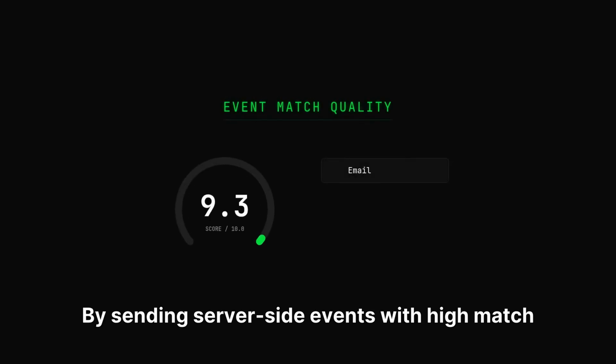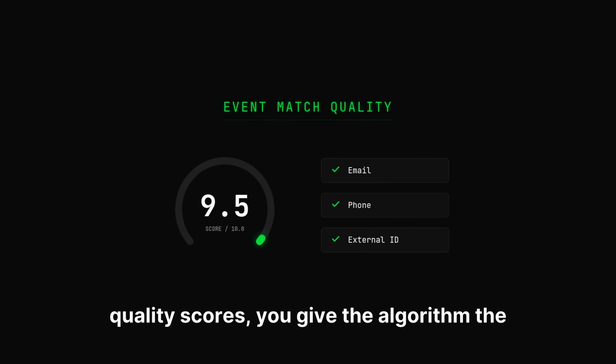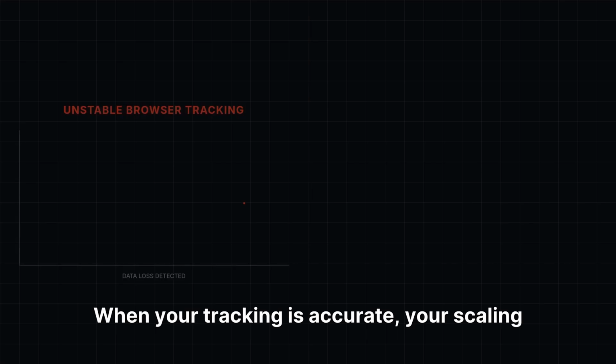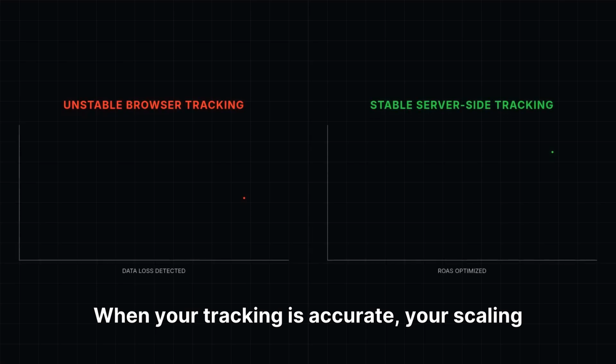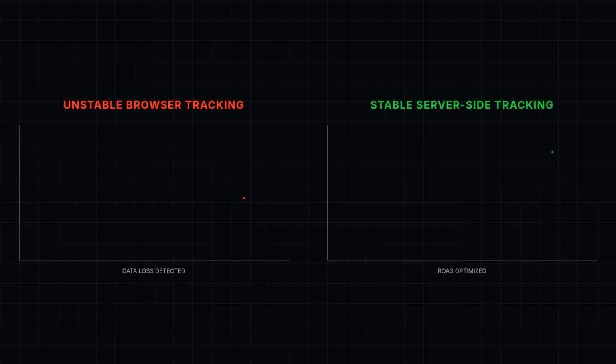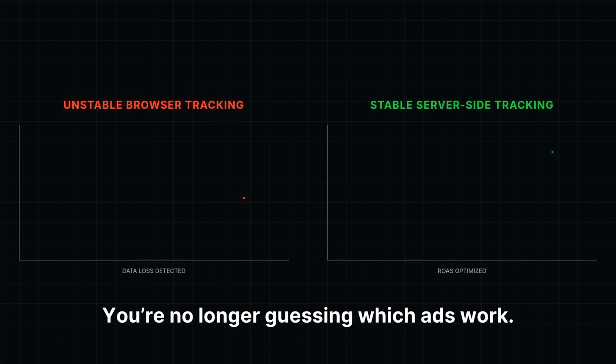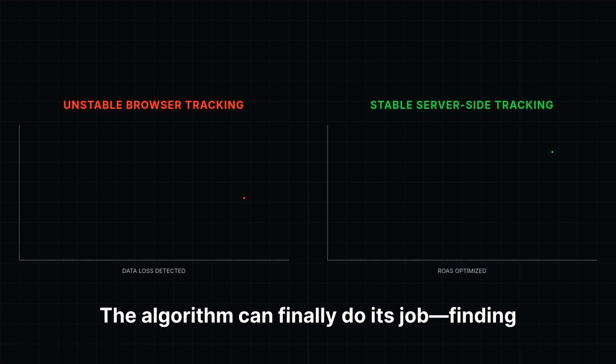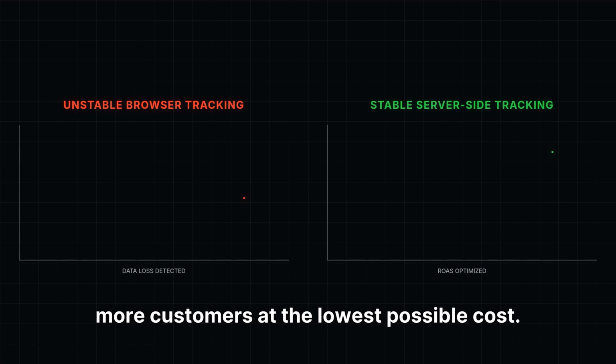By sending server-side events with high match quality scores, you give the algorithm the rich data it needs. Lost events are recovered, deduplication ensures accuracy, and your matching improves across the board. When your tracking is accurate, your scaling becomes predictable. You're no longer guessing which ads work, you have data certainty. The algorithm can finally do its job, finding more customers at the lowest possible cost. This is how professional brands scale.